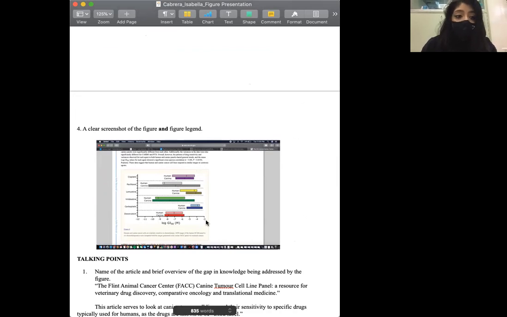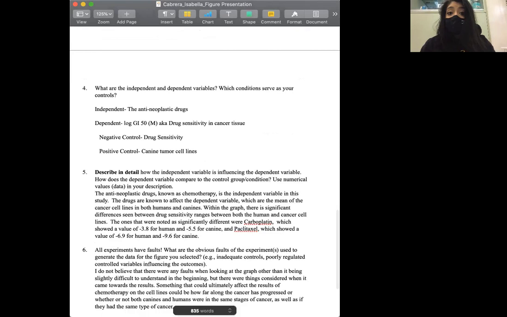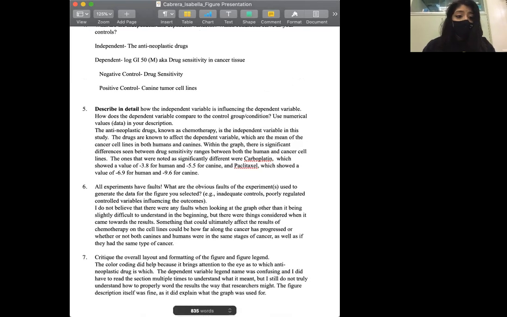Where we see no significant difference is going to be the cisplatin, which is between human and canine. So the human is between the -6 and -5. I want to say it's about -5.4, and canine is -5.5. So it just shows that there's no really significant difference between chemotherapy and the drug sensitivity for cisplatin, but for the other ones, there was a significant difference.